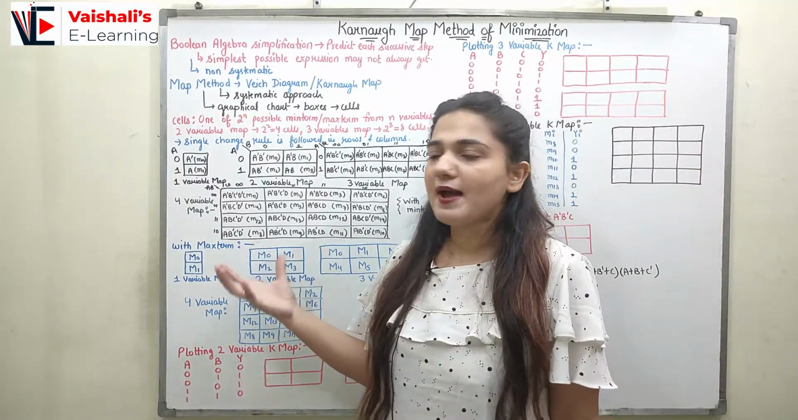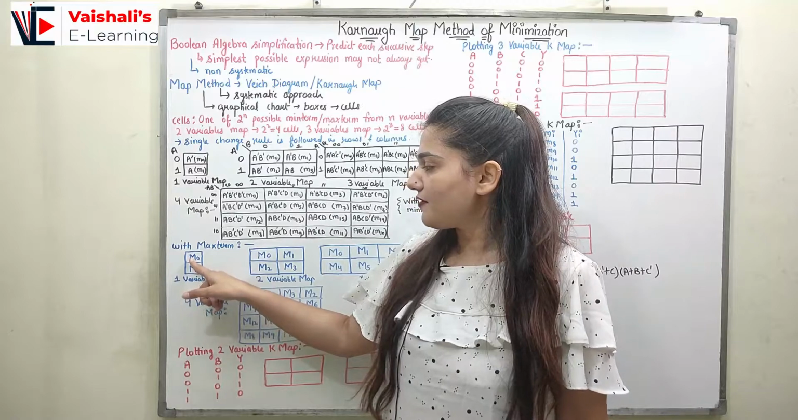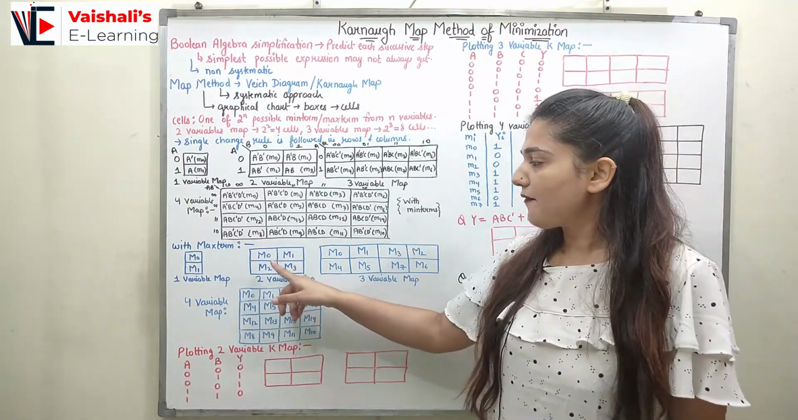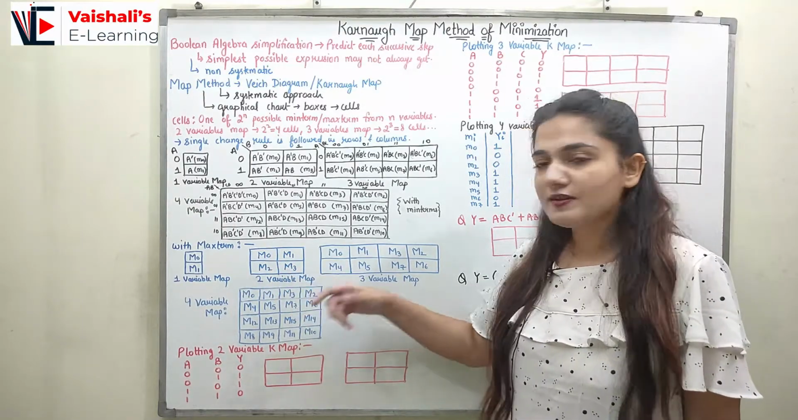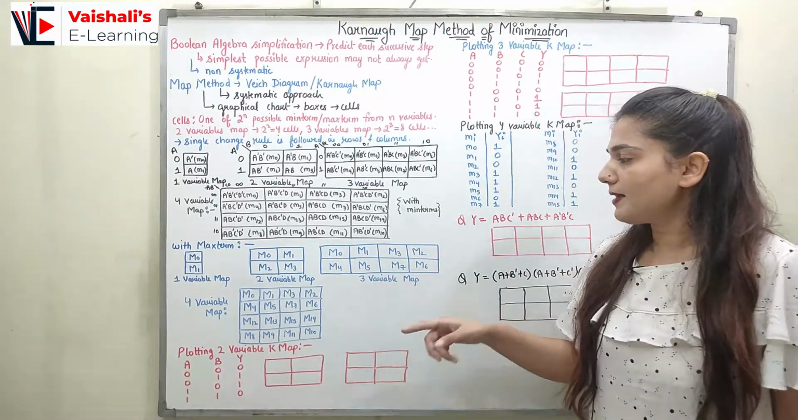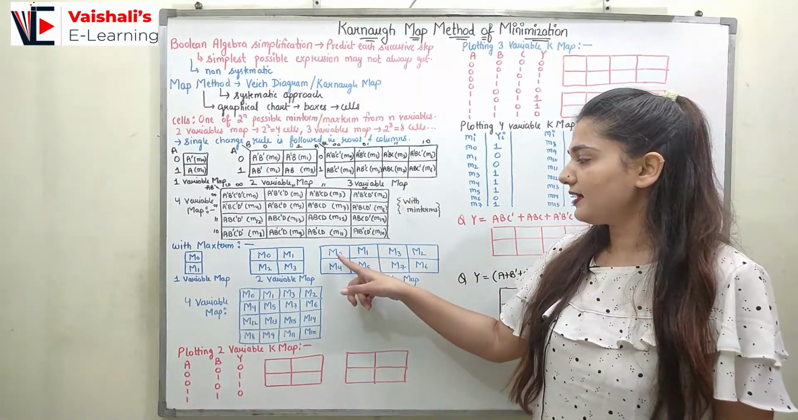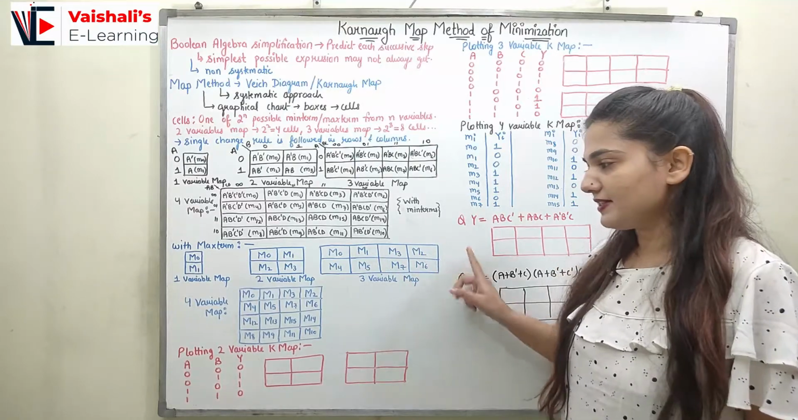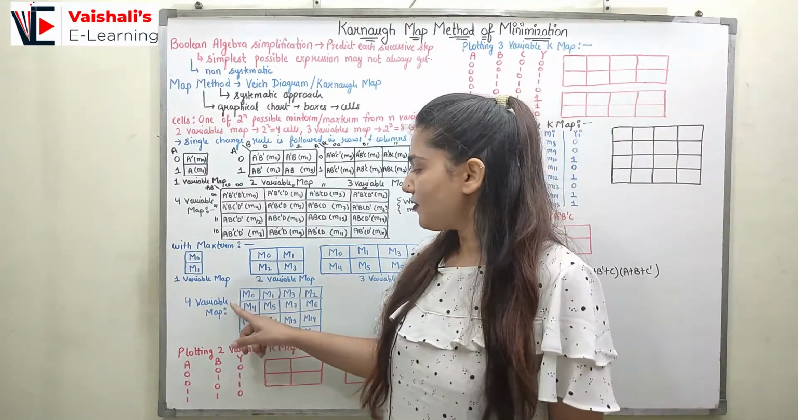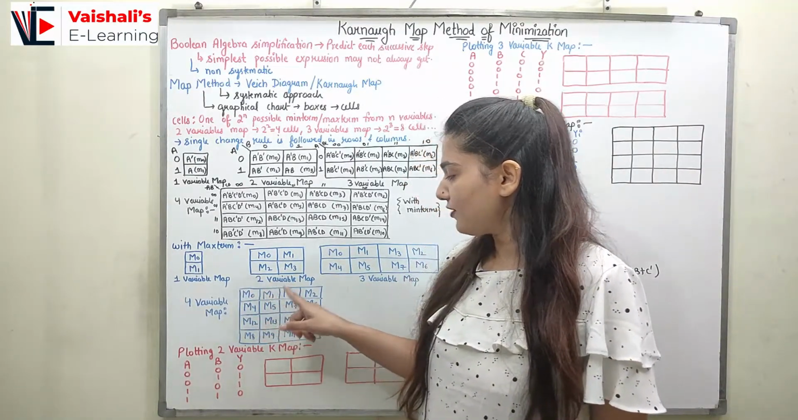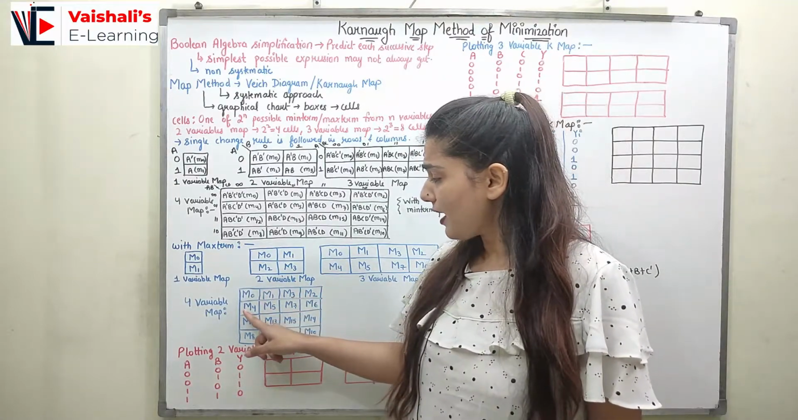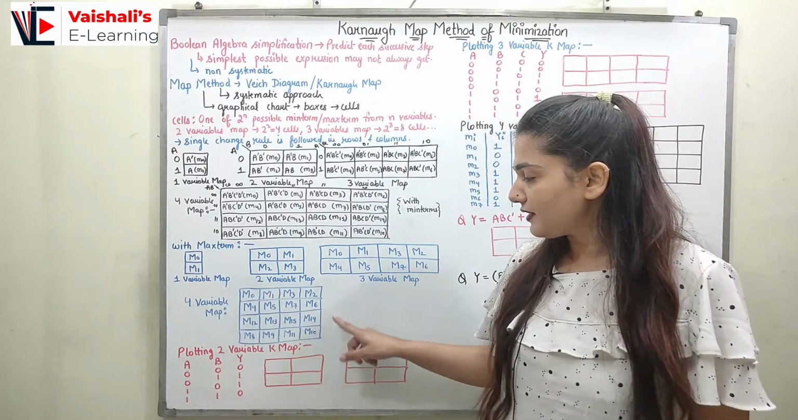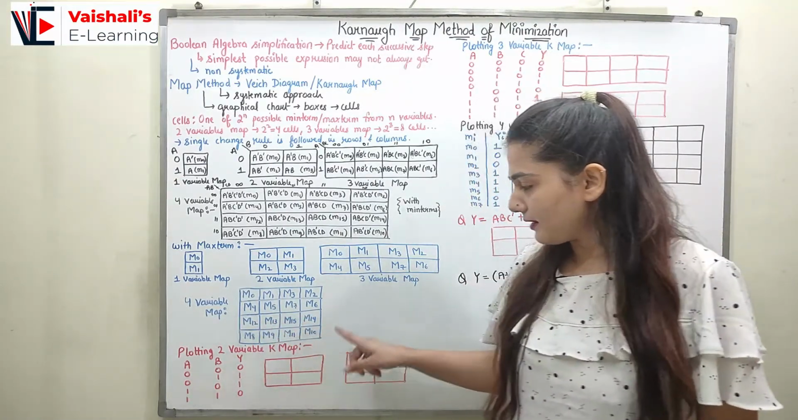Similarly, we can have the map with max term. Here we will be having max term 0 and 1 for 1 variable map. For 2 variable map, we will be having 0, 1, 2 and 3 max terms. For 3 variable map, again we will be having 8 cells, and here we will be having max term 0, 1, 3 and 2, 4, 5, 7 and 6. For 4 variable map, we will be having max term M0, M1, M3, M2, M4, M5, M7, M6, M12, M13, M15, M14, M8, M9, M11, M10.